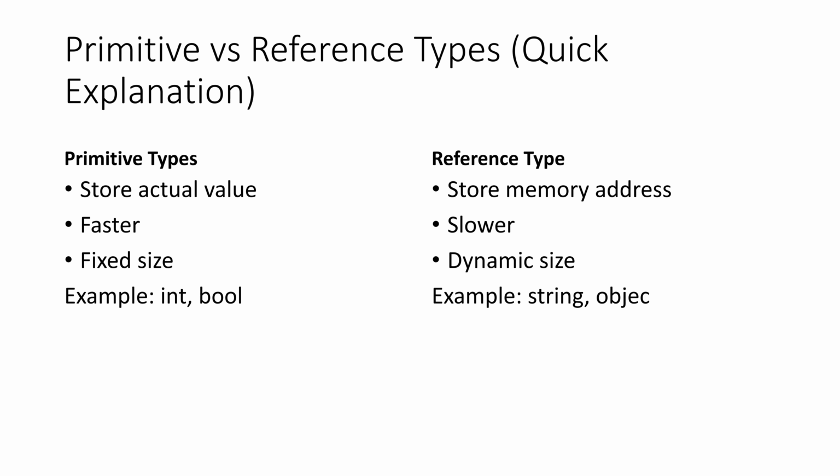Now you have to remember what is value type versus reference type. A value type actually stores the actual value, while a reference type stores the reference. Value types are faster, reference types are slower. For value types the size is fixed. You cannot change the size after declaration. But in reference types, it is dynamic size, so you can insert as much data as you want.